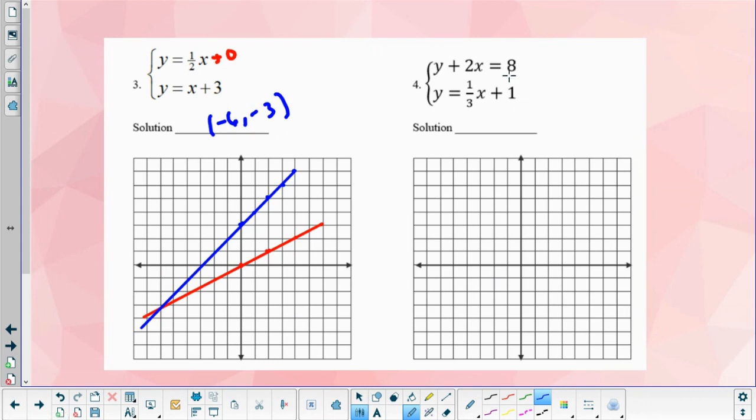All right, for number 4, the first one is not in slope-intercept form, so you have to fix it. You have to solve for y. So this would be y equals -2x plus 8, because you would subtract 2x from both sides. So you're going to start at 8. 1, 2, 3, actually grab red. 2, 4, 6. I'm going to start all the way at the top. And my slope is -2, so I'm going to go down 2 and right 1.